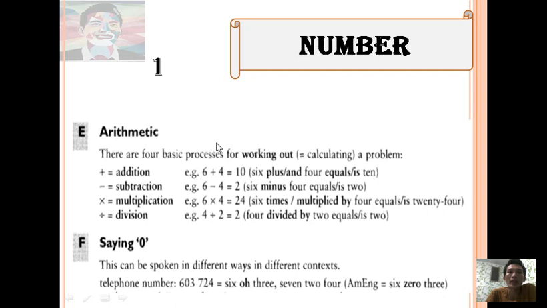For arithmetic, there are 4 basic processes for working out or calculating a problem. The symbol for the left side here, how do you pronounce it? Look at here. Addition, subtraction, multiplication, division.